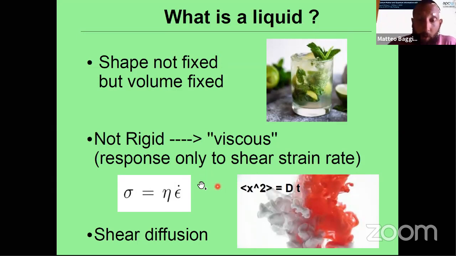The mode that arises usually in liquids because of this response is diffusion. The typical example is shear diffusion. By diffusion, I mean just a mode for which the displacement squared follows this kind of rule, linear in time, and the coefficient is called the diffusion constant. This is the typical picture that you see if you throw, for example, some powder or some colors in a glass of water.